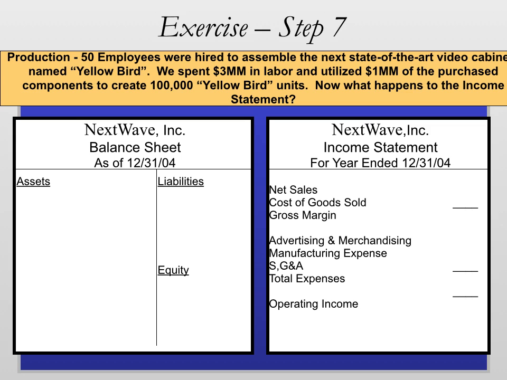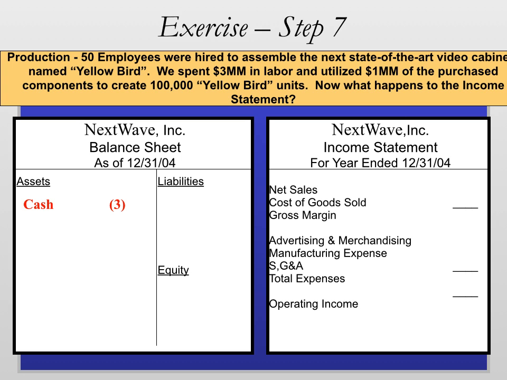As part of our production, we got to hire some employees to assemble our state-of-the-art video cabinet, the product called the Yellowbird. So in this case, we spent $3 million in labor that will be directly attributable to building of the product. We also took some of that $2 million that was sitting on the shelf in raw materials. We transferred it from raw materials into finished goods as part of the finished units that we will sell to our customers ultimately. How does this get recorded to the income statement and the balance sheet?